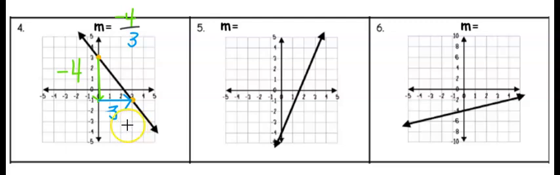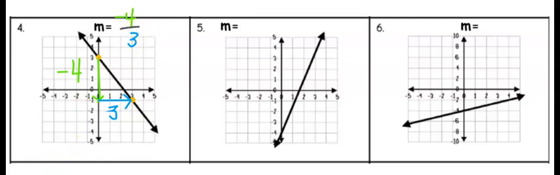Okay, I chose the point 0, 3 and the point 3, negative 1. And I got that I had to go down 4 when I made my right triangle and right 3 to get from the first point here to this point. If you did it differently, you could have gone up 4 if you went backwards and left 3. Up would be positive 4 over negative 3. Either way, we end up with negative 4/3 for our slope.